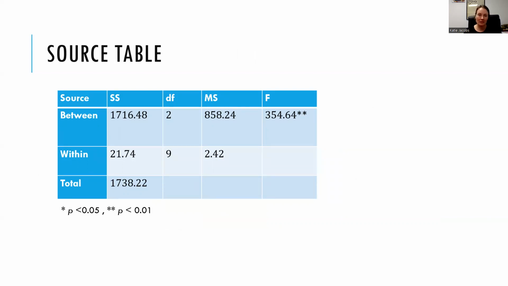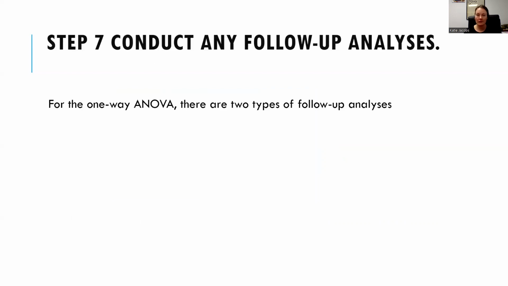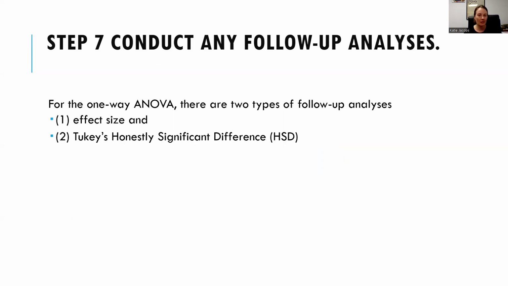So if we have statistically significant results in step 6, we move on to step 7 and conduct our relevant follow-up analyses. There's a couple of different types of follow-up analyses for the one-way between groups ANOVA. One's going to be our effect size, and our second one's going to be Tukey's honestly significant difference.